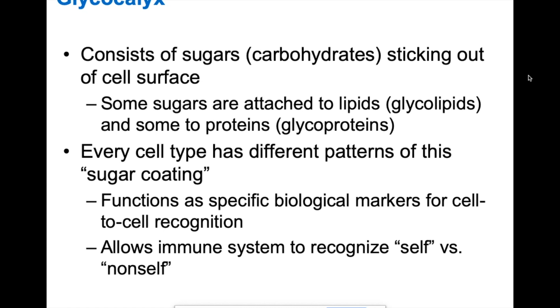This sugar coating functions as specific biological markers for cell-to-cell communication, and it's very important. It allows our immune system to recognize our self cells from our, quote, non-self cells. So this is like your white blood cells can identify, oh, this is supposed to be here, this is part of my person, whereas an invader, like a bacterial cell, would not have the correct, quote, correct biological marker on the outside, and it would signal that this is a foreign invader, and then can be marked for destruction to help keep you healthy.